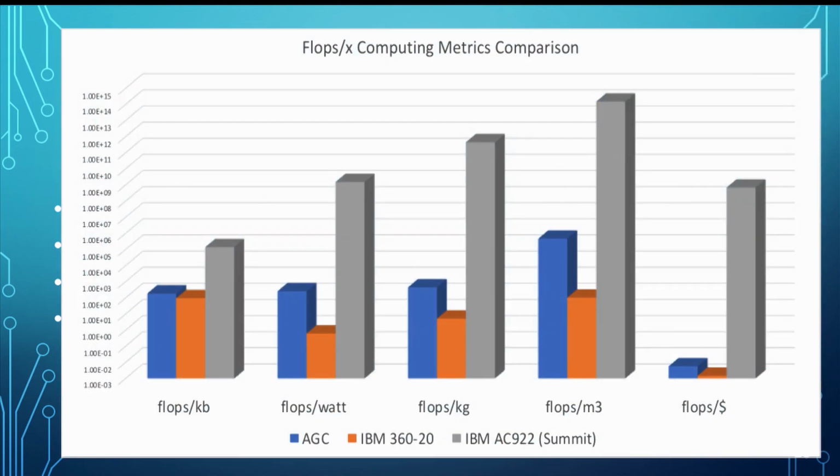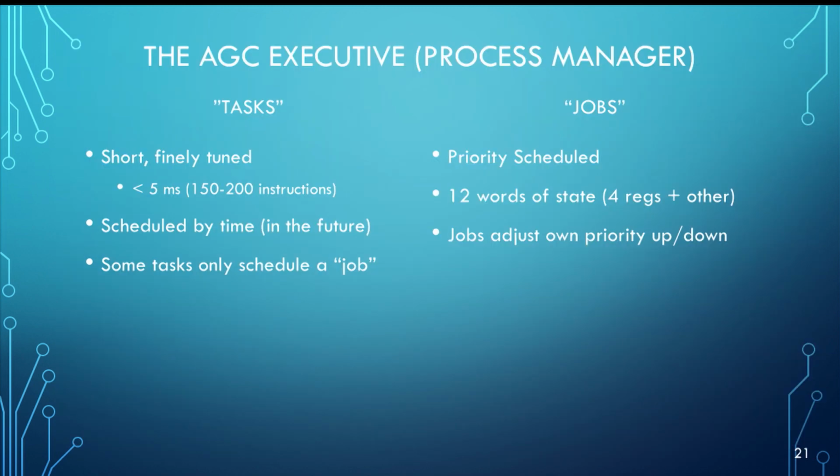This is comparing the AGC in blue to probably the best sort of mainframe computer available at the time, the IBM 360/20. It had also just been released in 1966. The gray is the IBM AC922 machine at Oak Ridge, Summit. But you can see the blue, in many cases, is a couple of orders of magnitude higher than the orange. Both machines came out at the same time. And these are metrics that are relevant to spaceflight, such as flops per watt, flops per kilogram, or flops per cubic meter. They didn't care too much about flops per dollar for this computer.